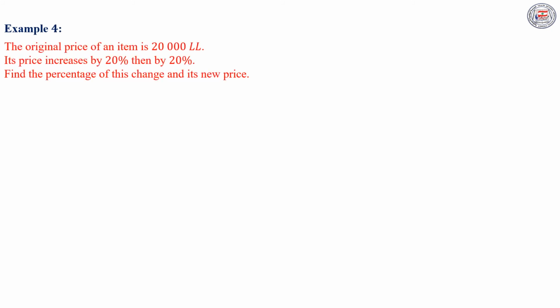In the fourth example, the original price of an item is 20,000 Lebanese pounds. Its price increases by 20%, then by 20%. Find the percentage of this change and its new price. In this example, we have to find the percentage of this change, which is R, and the new price, which is equal to A times old price.